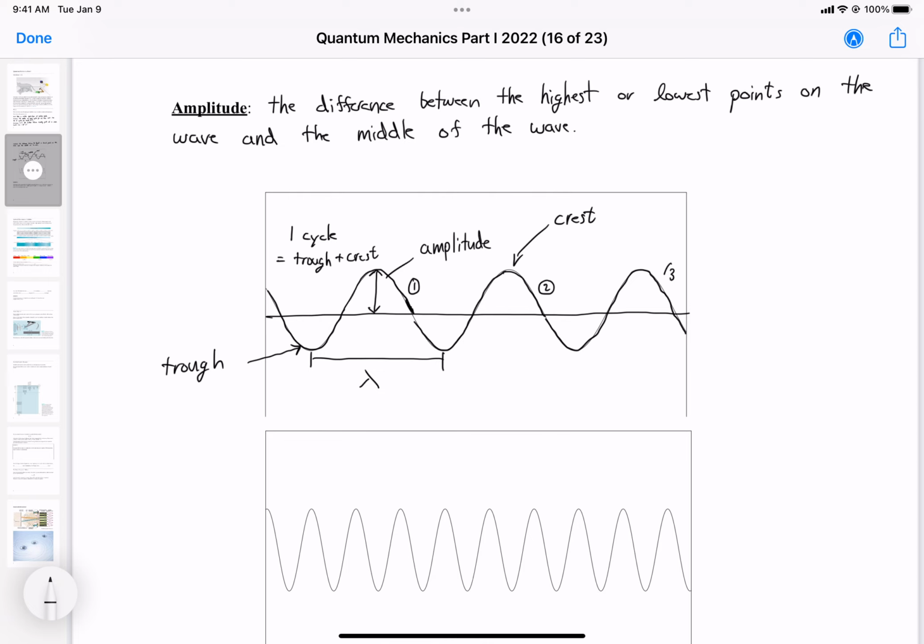Okay, so if we assume that the axis here is time, and that this whole time interval is 1 second, that means I have 3 cycles per second. So we could denote frequency as nu, the Greek letter nu, that's not v, nu. So nu equals 3 inverse seconds, or we could say it's 3 hertz.